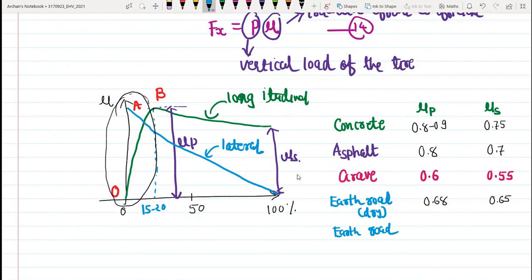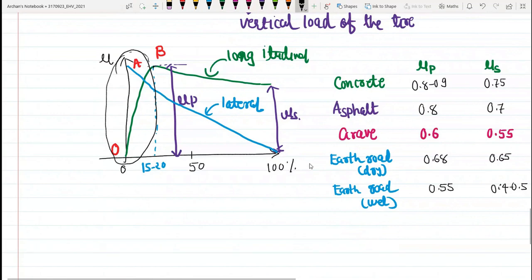Earth road with wet condition. In that case, the value is 0.55 and slipping value will be from 0.4 to 0.5. Okay, if I talk about the snow, if we are on snow, then in that case, peak value will be only 0.2 and sliding value will be 0.15.